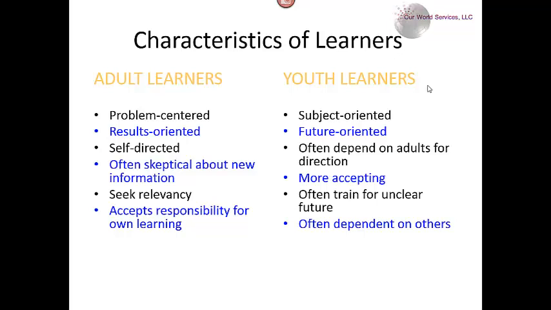They're very accepting, and the younger they are, the more accepting they are of information just being given to them. They will accept a teacher saying it is because it is. They'll accept that teacher as an authority figure. They do get trained for an unclear future. When you're in grade school and even junior high, you really don't know what your future holds for you. Only in the later years of high school do you have some sort of clearer picture of what the future holds. And they're dependent on others. They're dependent on making sure that someone gets them out of bed. They're dependent on the fact that they are going to school.